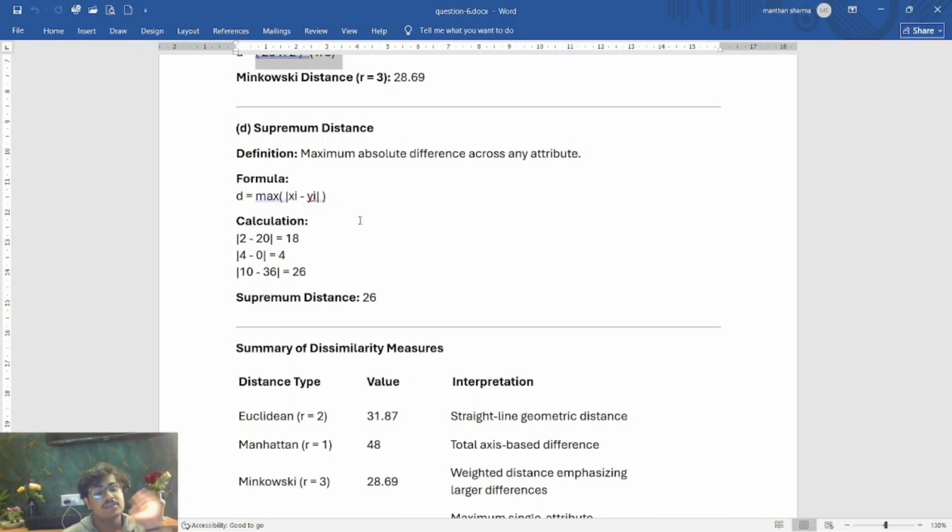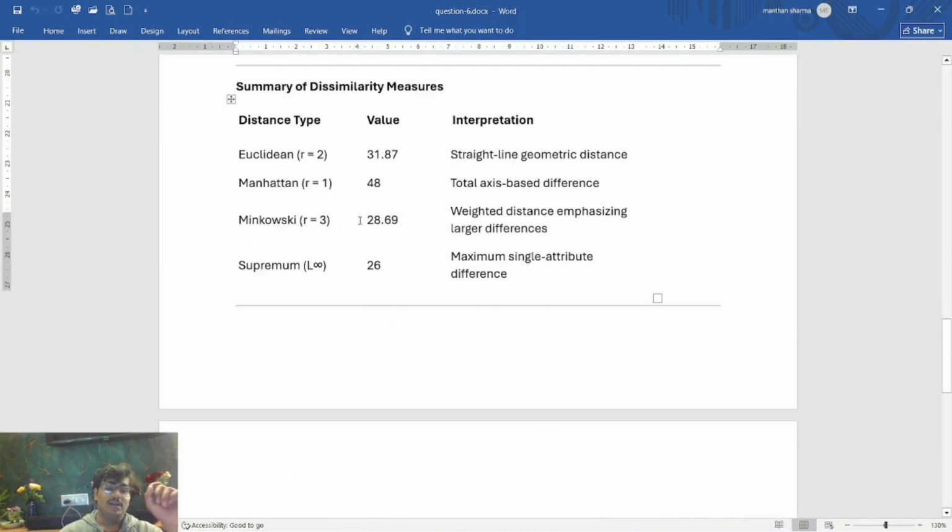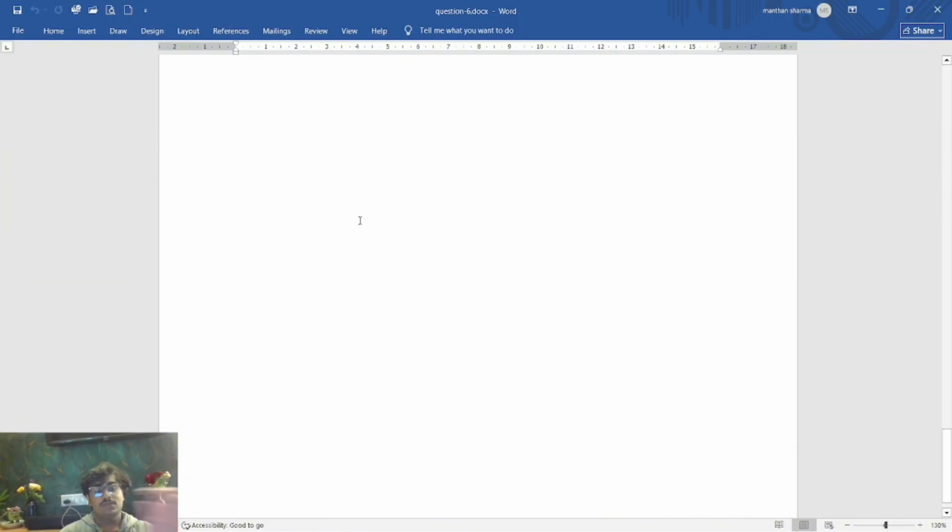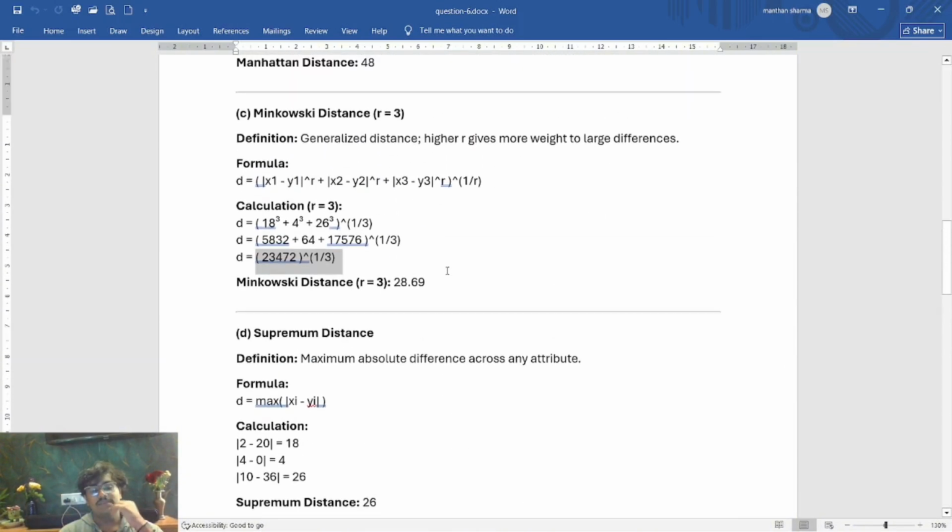Here's a quick comparison of all four distance measures: Euclidean distance 31.87, straight line distance; Manhattan 48, sum of absolute differences; Minkowski is 28.69, generalized weighted distance; and supremum distance is 26, maximum single difference. Each distance type highlights a different perspective of how different the two profiles really are. So that's how you compare the four major distance measures between multidimensional profiles.